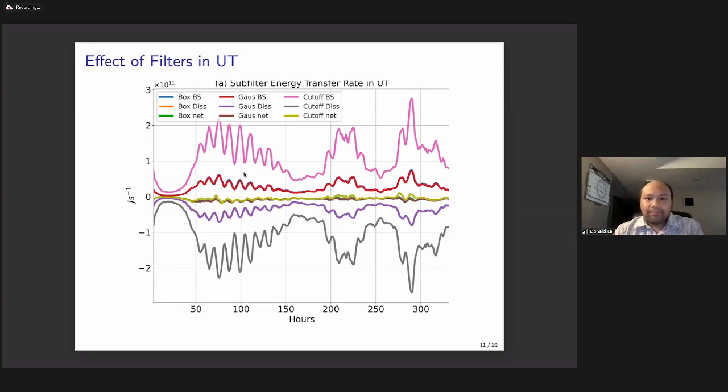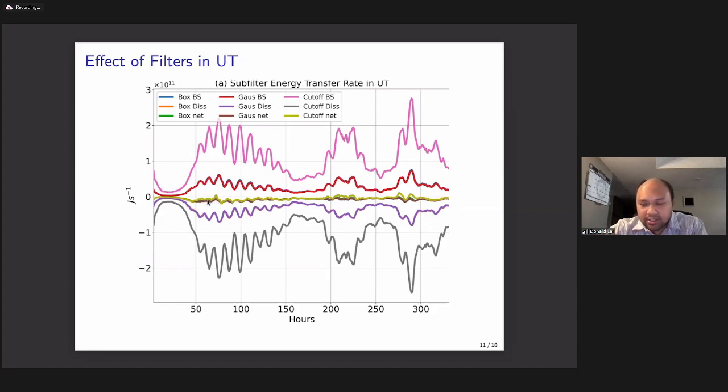And then another thing is the color filter. The result from the color filter is significantly stronger than the box filter and the Gaussian filter. Although the color filter is much stronger, the net result that it produces also looks pretty similar to the result from the box filter and the Gaussian filter, as we could see in this curve.